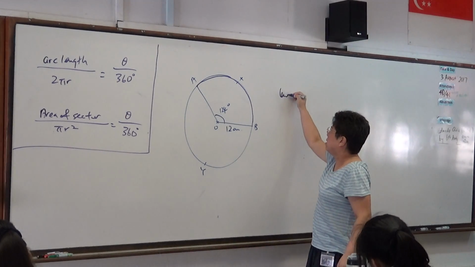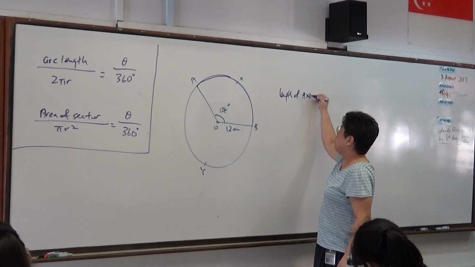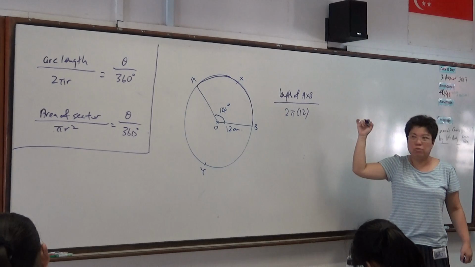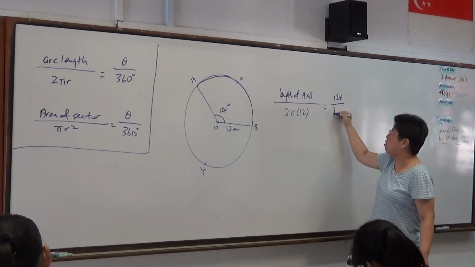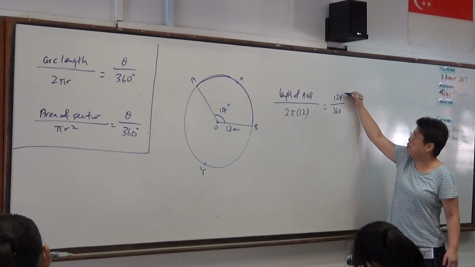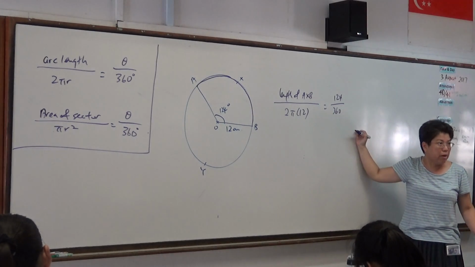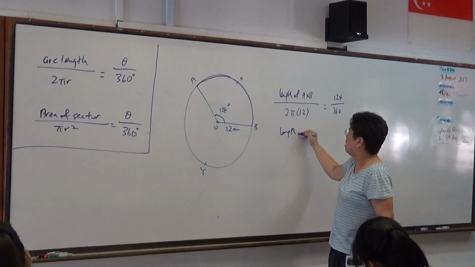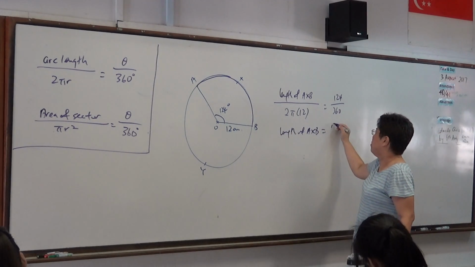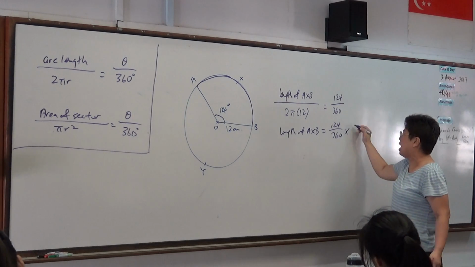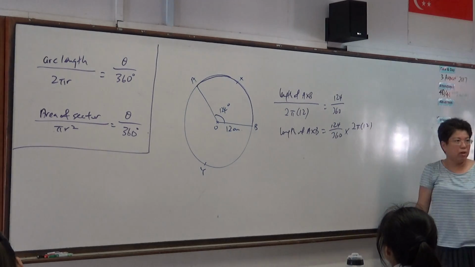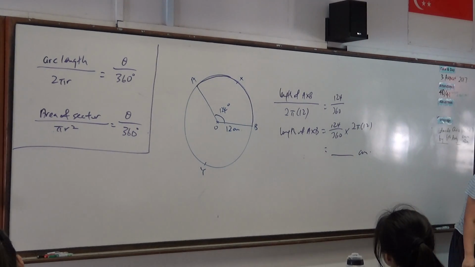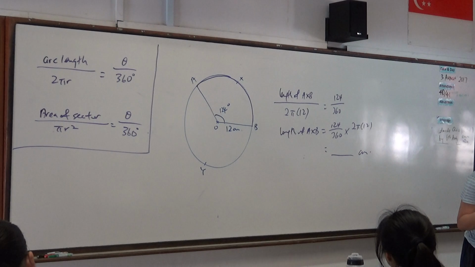Okay, now hold up. This is how we present. Length of AXB over 2 pi 12 will be 124 over 360. Now, if you want to put degrees, both put degrees. If no one, also never mind, because it's just a ratio. Agree? So, length of AXB will be 124 over 360 times 2 pi 12. Agree? Then you'll be able to get the answer in cm. Is that understood? I'm not going to go through it in the calculator. You should know how to think.